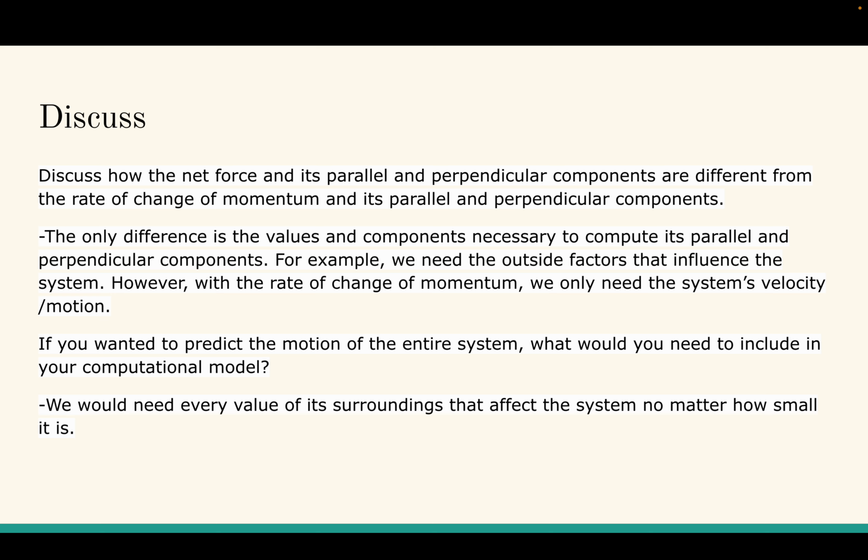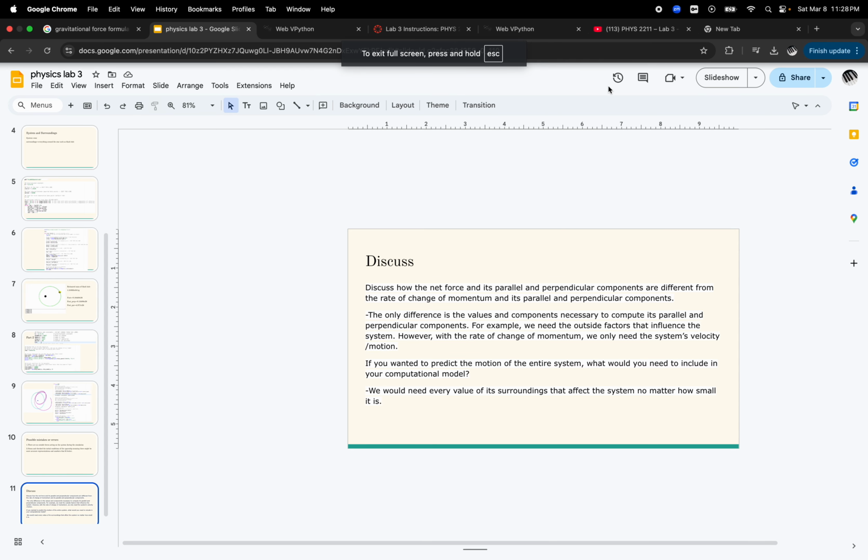However, with the rate of change of momentum, to find its perpendicular and parallel components, we only need the system's velocity over motion. And if you wanted to predict the motion of the entire system, what would you need to include in your computational model? Well, in our computational model, we will need every force in its surroundings that affects the system, no matter how small it is. Again, this is my lab submission.